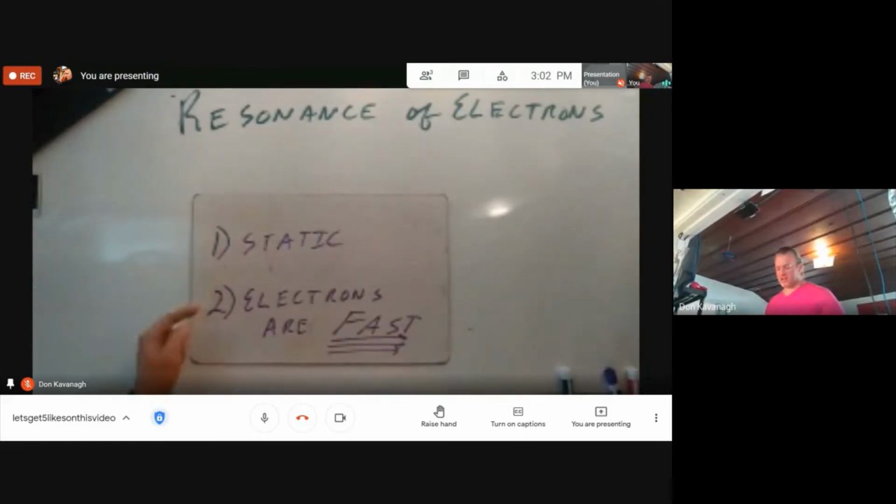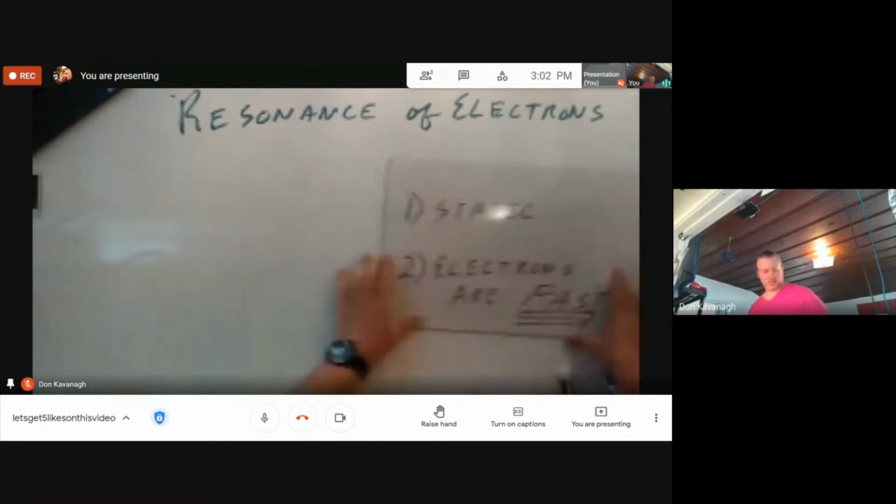Electrons are moving, and they are moving fast. How fast does an electron move? If an electron could circle the Earth, it would take 18 seconds. Electrons are trucking. They're like on PCP and crystal meth, all wrapped up into cocaine. So, the resonance of electrons.